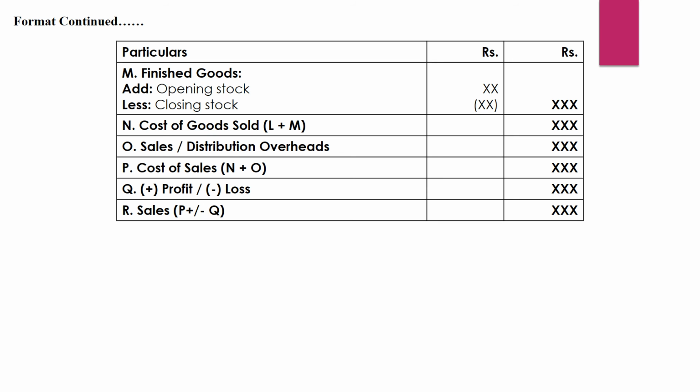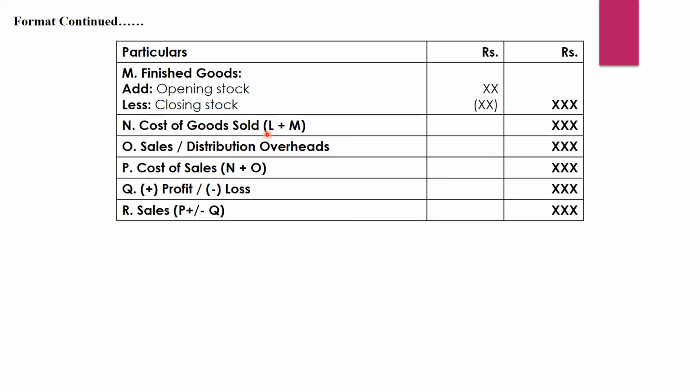So, moving ahead in the format of cost sheet, after the cost of production, we take the next element as finished goods. Again, opening stock of finished goods is to be added, and closing stock of finished goods has to be subtracted because it is going to be carried forward to the next year. After adding this, L here is your cost of production, M is your finished goods, we get cost of goods sold.